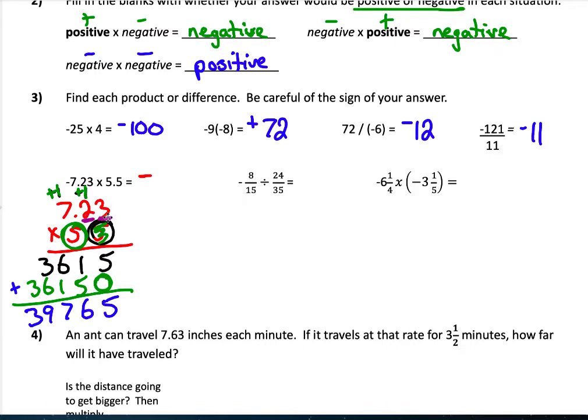1, 2, 3 digits behind my decimal. I know that other 5 kind of got lost. But there were 3 numbers behind my decimal place. So I'm going to come over 1, 2, 3 places in my answer, and I get negative 39.765.